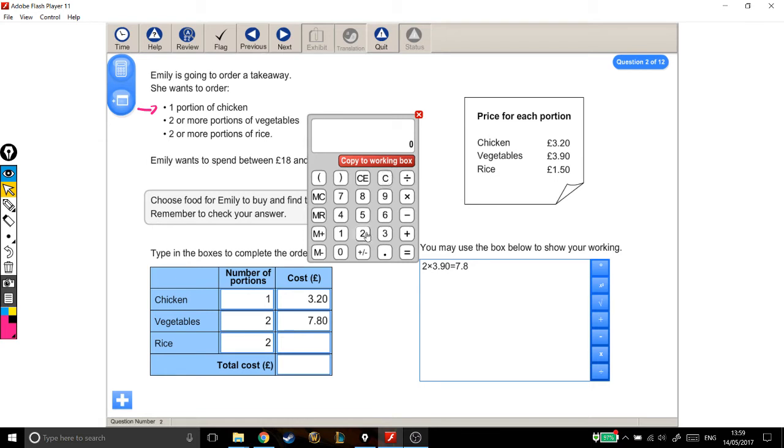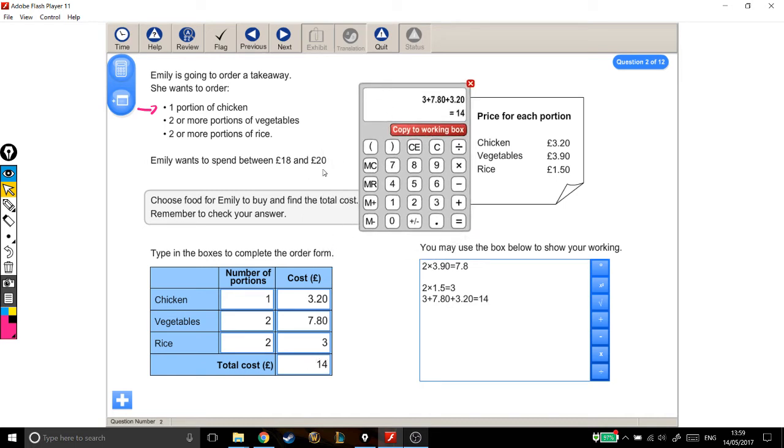And for the rice, it'll be 2 times £1.50 for a total of £3 for the rice. Right, now this order altogether, £3 for the rice plus £7.80 for the vegetables plus £3.20 for the chicken. This order that I've just put together here is £14. Now that's not enough, because our order needs to be between £18 and £20. So I'm going to have to increase the number of vegetables or rice, or both, that I order in order to make the order more expensive so that it is between £18 and £20.